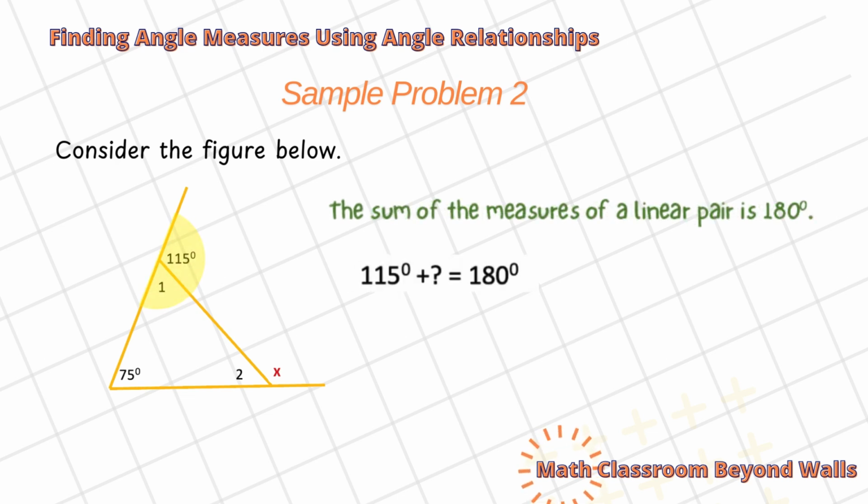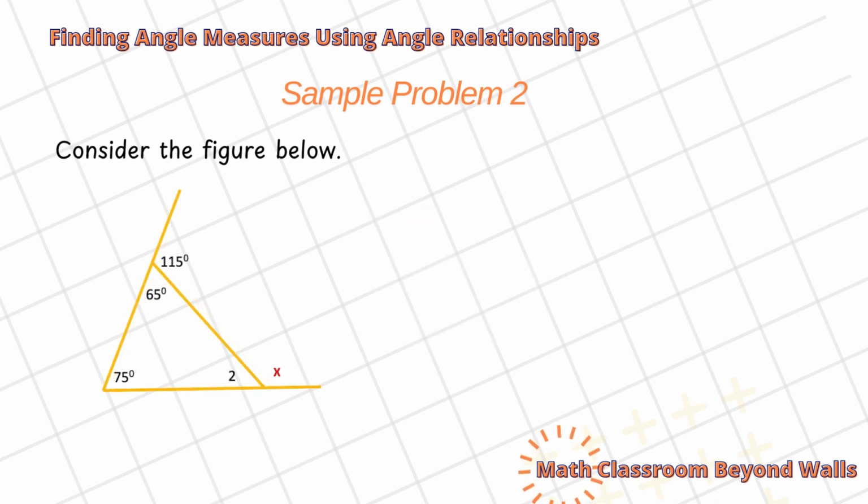What number, when added to 115, gives 180? You are correct, 65. So, angle 1 is 65 degrees. Look at the figure again. Of the 3 interior angles inside the triangle, how many are now known? Right, we already know the measure of 2 angles.